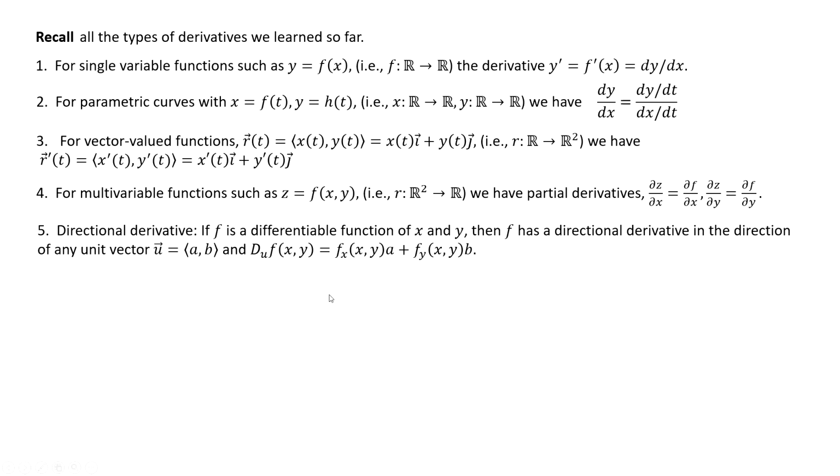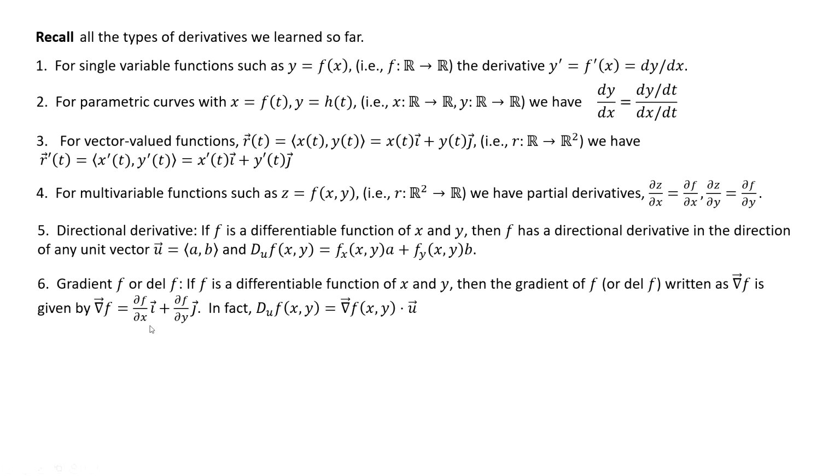And that turns out to be just f sub x, meaning partial f with respect to x, figure that out, multiply by a, and figure out partial f with respect to y, and multiply that by b. That's what gives you your directional derivative. Right? Okay. And then we got into something called gradient f or del f. That's the other kind of derivative that we learned about. Okay, what in the world was that?